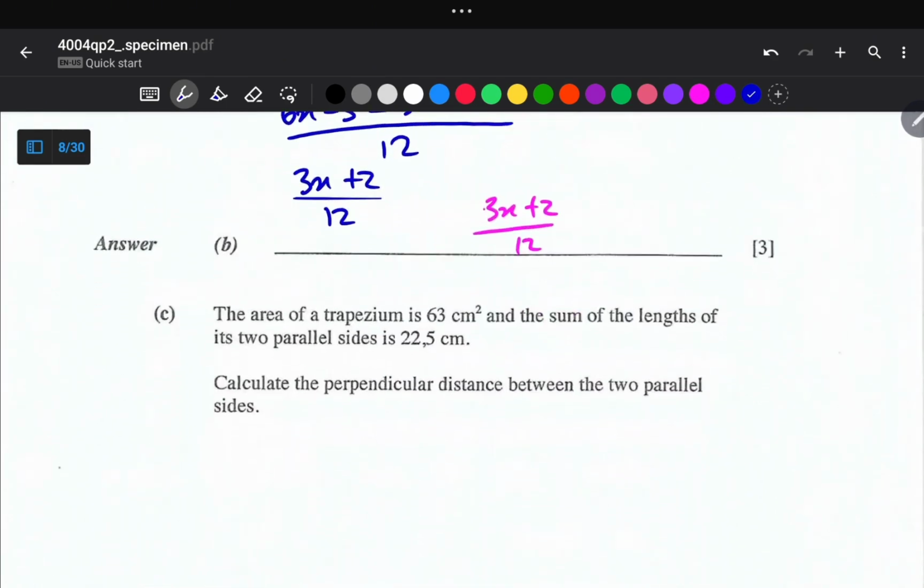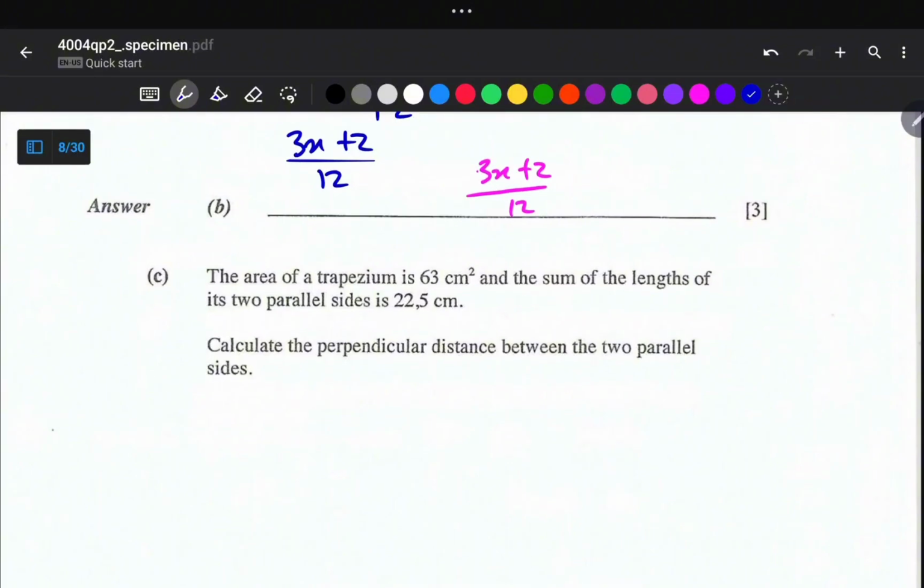Okay, and then the next part says the area of the trapezium is 63 square centimeters, and the sum of the length of its two parallel sides is 22.5 centimeters. So we are required to calculate the perpendicular distance between the two parallel sides. So a trapezium is a shape like this. So we are having two parallel lines, so the other one is longer than the other one, so you can put a slant line like this, and then a perpendicular line connecting these two parallel lines. So here is 90 degrees and 90 degrees here.